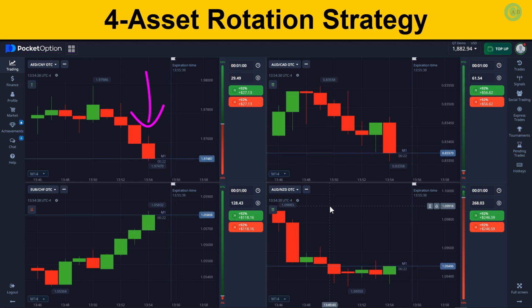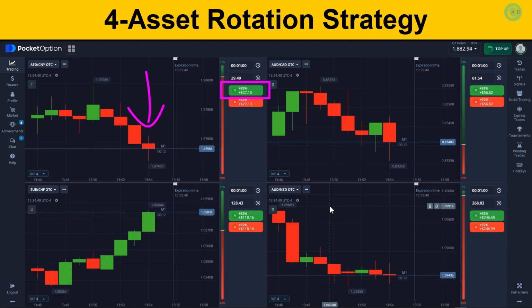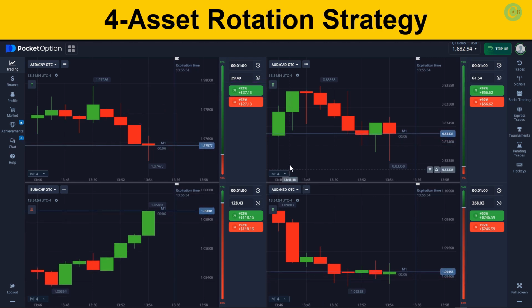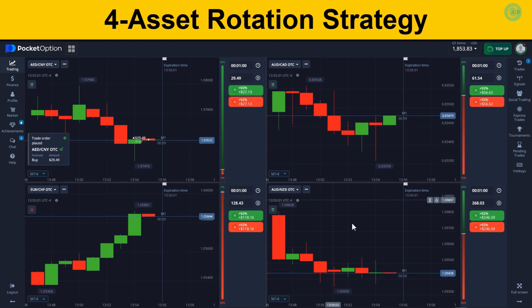Now, if the current candle closes with red color, I'm gonna enter a trade with sell option. Otherwise, if it closes with green color, I'm gonna enter a trade with buy option as explained previously. About 8 seconds to the candle closing time. My mouse over buy option. Let's go. Another trade.